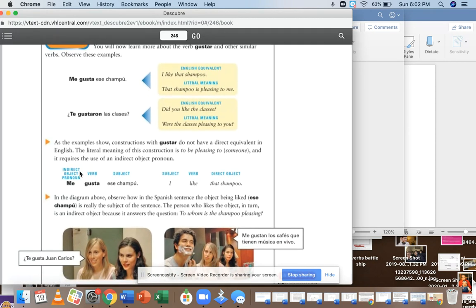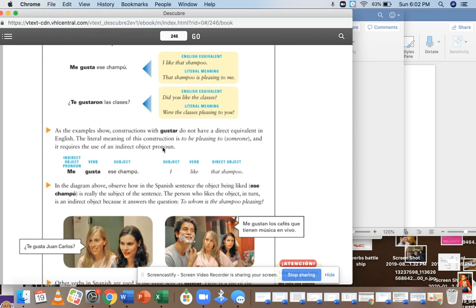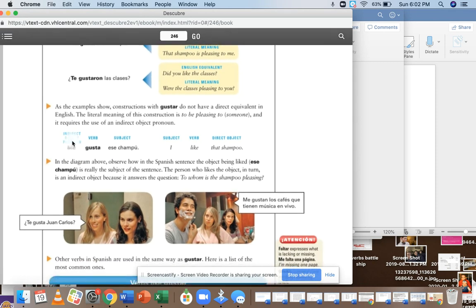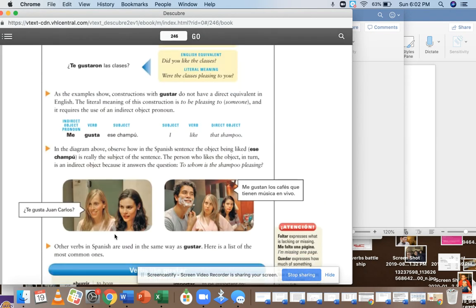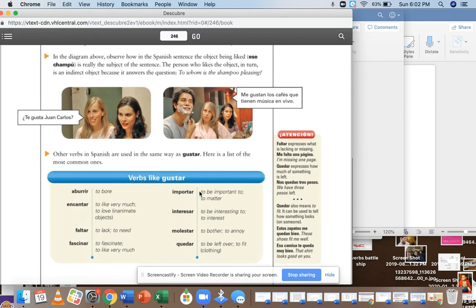So you need the indirect object pronoun for this to make sense. Me gusta. You can't just say gusta or gusto. You have to have that indirect object pronoun. The same rule applies for all these verbs right here. So I attached a screenshot of this onto our tile so that you can do the first warm-up of the week, which is to make a sentence with each one.